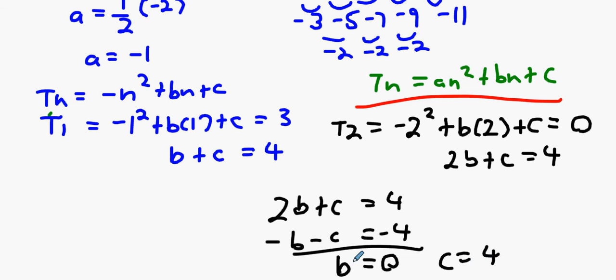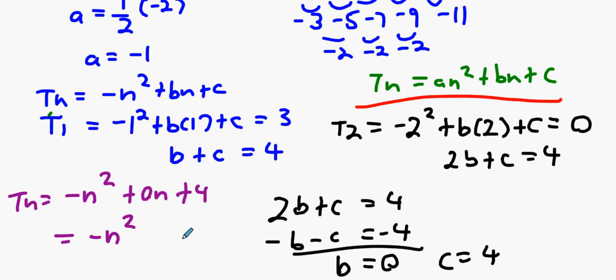Alright? And that means I'm going to get Tn equals minus n squared plus 0n plus 4. Is that the answer to the back of the book? Minus n squared plus 4, otherwise known as y equals minus x squared plus 4. Good. Alright, let's move on. So question 2 was actually decently difficult. Question 3 is easier. Okay.